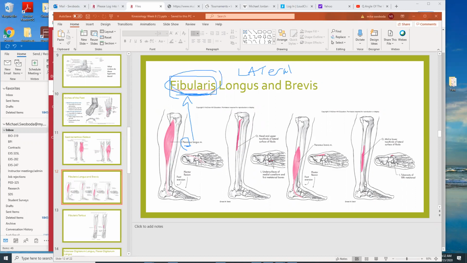Anything with this is going to move your foot away from you. So this is your big toe. So that's medial and that's lateral. Your fibularis is going to move your foot towards your pinky toe.